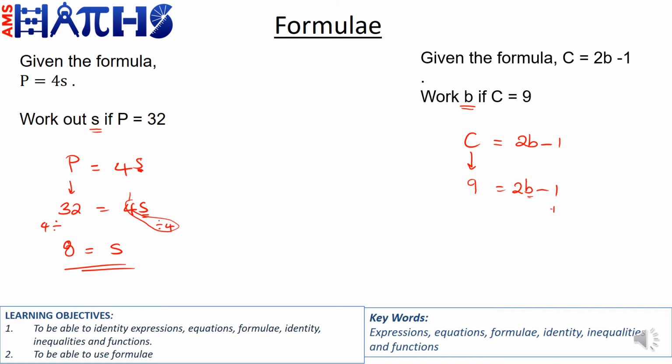Now, first thing, we would add the 1 on both sides so that we get rid of that minus 1, and that's 0, so it leaves us with 2b on the right. And then 9 plus 1 on the left is 10. Then again, to find out what b is, because it's being multiplied by 2, we'll divide by 2, and we have to do it on both sides. So 2 divided by 2 is 1, so we have 1b on the right, and then 10 divided by 2 is 5. So when b is 5, c will work out to be 9.